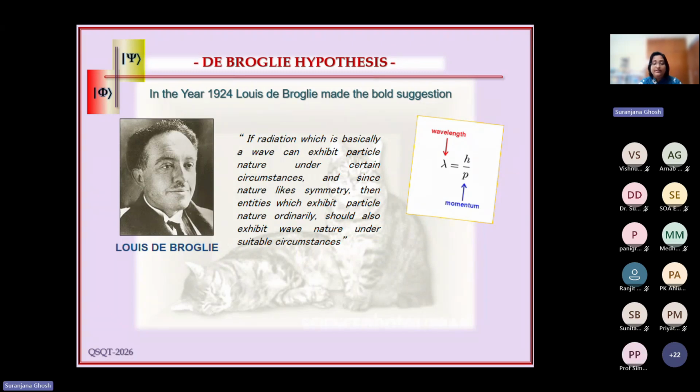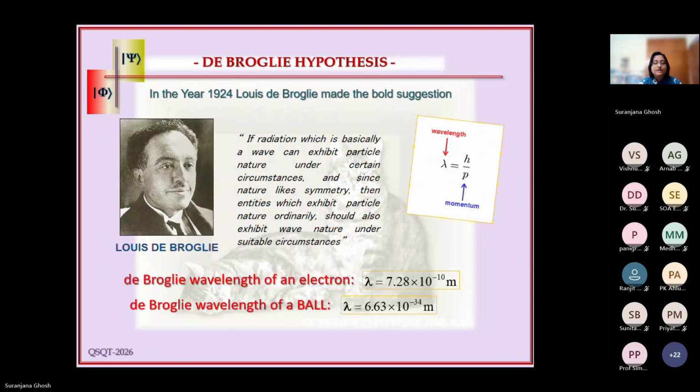So let me give an example here. If you consider an electron moving with a certain velocity and calculate the de Broglie wavelength, it comes to the order of 10 to the minus 10 meters, which is like the gap between two atoms in a crystal. That is why we see diffraction effects. But if you consider a macroscopic object, for example, a ball moving with some velocity, and we calculate the de Broglie wavelength, it comes to the order of 10 to the minus 34, which is very, very small or negligible. That is why we don't bother about its wave nature.